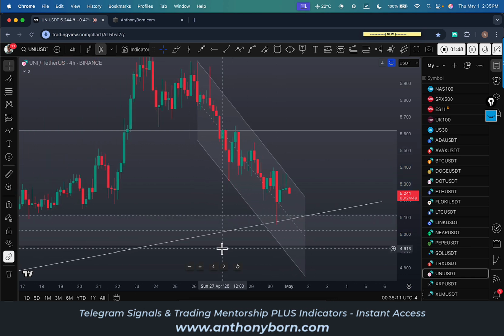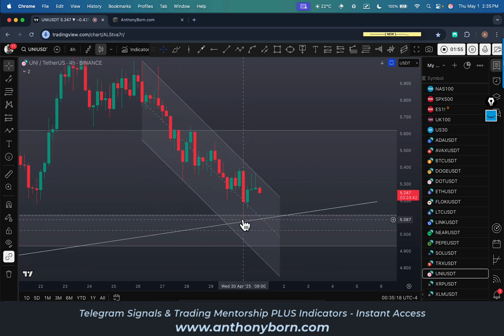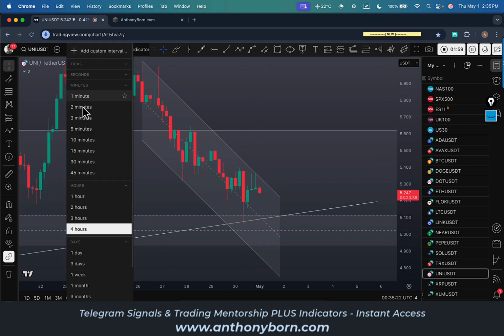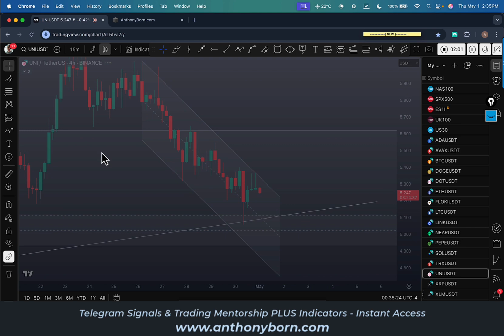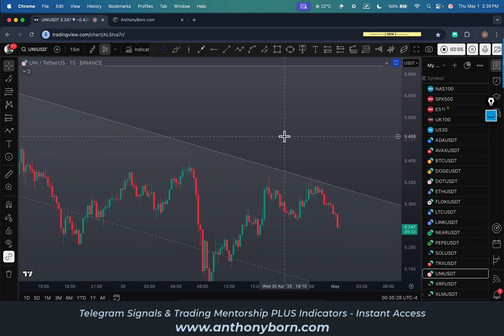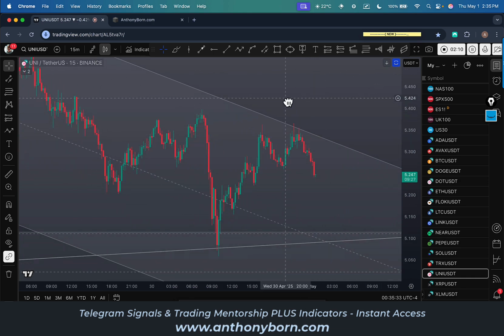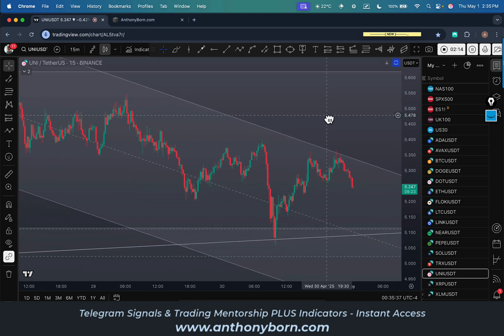So we've got this level under here, this support zone that it tapped into and pulled back from. It could pull back into it. So I would go down to the lower time frame. I think my bias would potentially be to buy rather than sell, and I would be keeping an eye on this on the 15-minute chart.